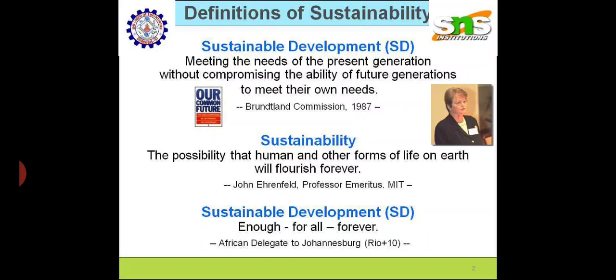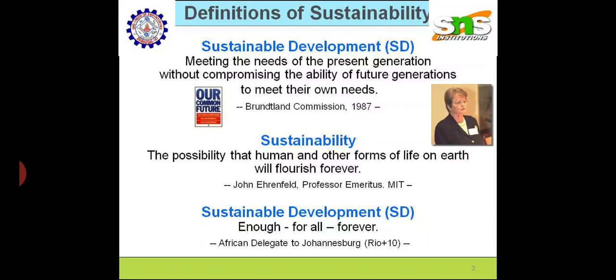Meeting the needs of the present generation without compromising the ability of future generations to meet their own needs. Yes, the definition was given by the Brundtland Commission in 1987. I will explain with an example. There is coal available on our earth. After 100 years or 200 years, or even 1,000 years, what will happen? The entire crude oil and coal will be reduced, and the resource will be exhausted.